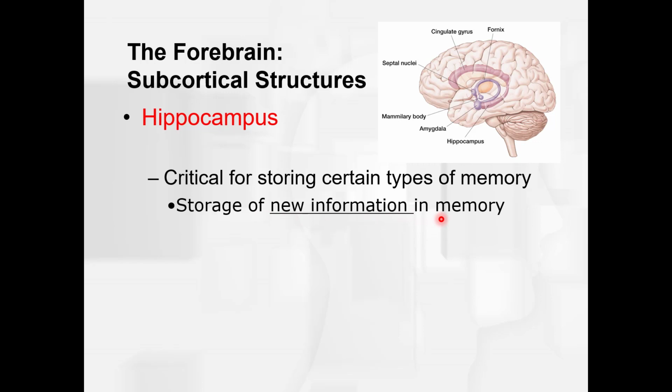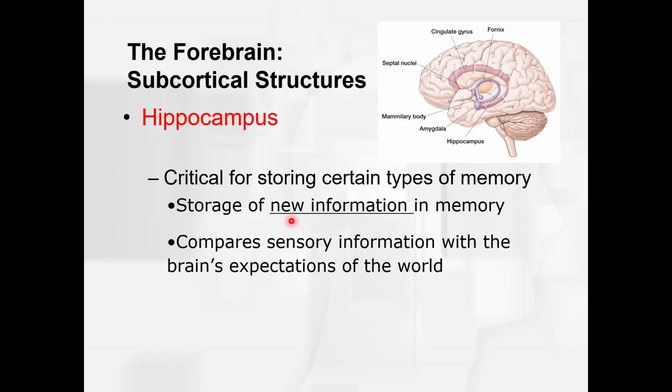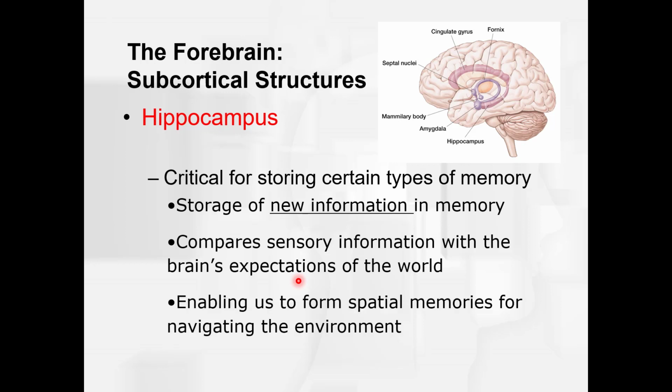Now it may play a role in semantic memories, and if you don't remember the difference between those two, that's fine. We'll cover that in the memory chapter. Definitely new information. So as we're experiencing new things in the environment, all of that is potential new memories. And so the hippocampus processes that. We encode some of that and store that then in that hippocampal region. Because it's processing this new information, it's going to compare sensory information with the brain's expectations of the world. So if we have memories already stored, as this new incoming information is coming in, the hippocampus needs to decide, do we need to make a new memory? Is this something new that we need to process?